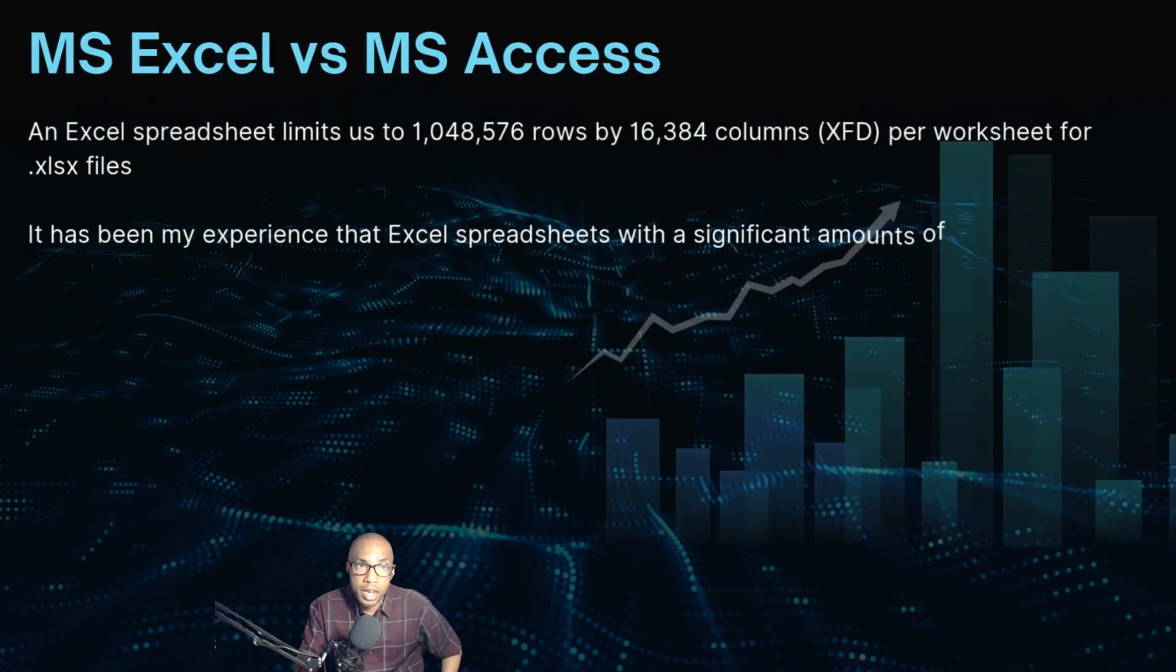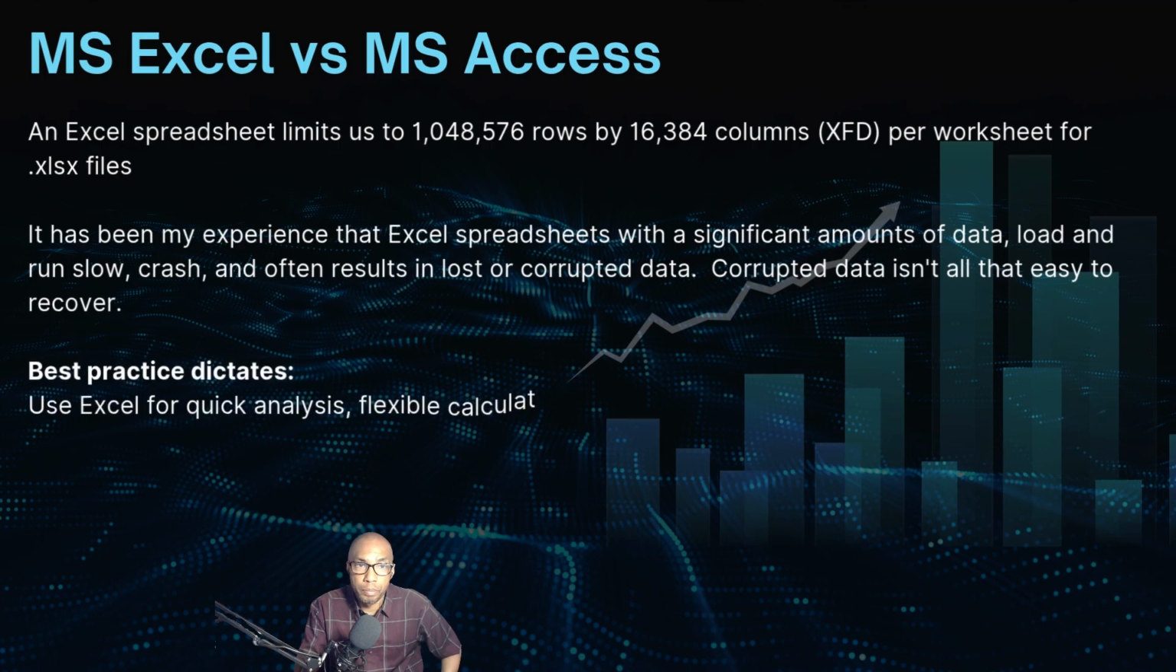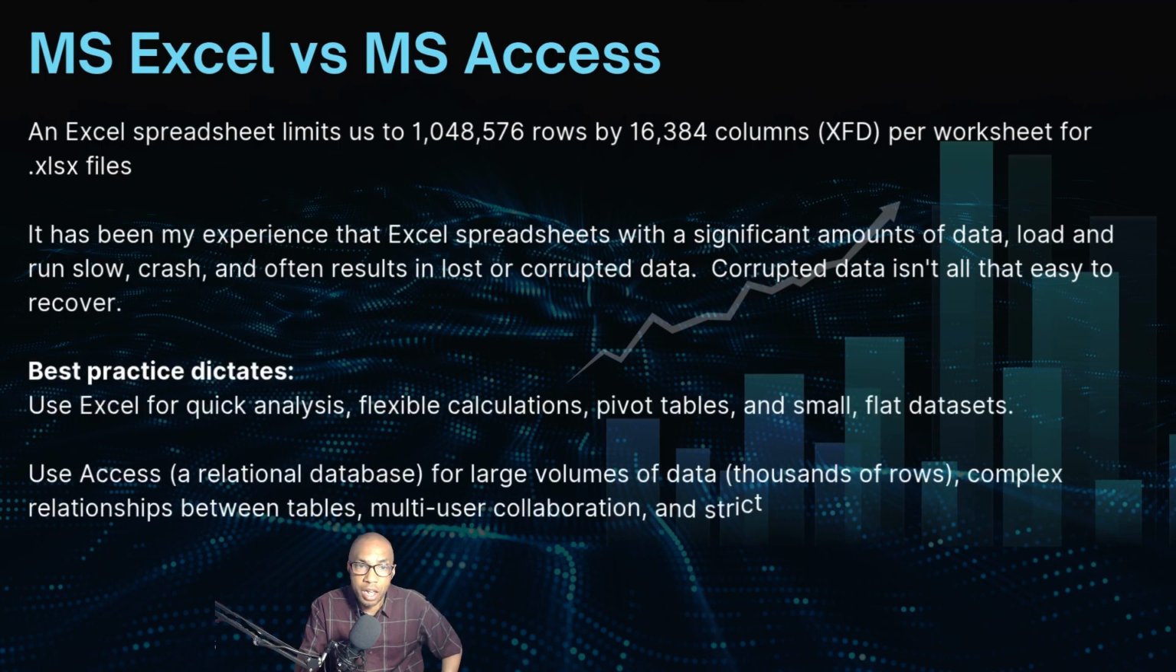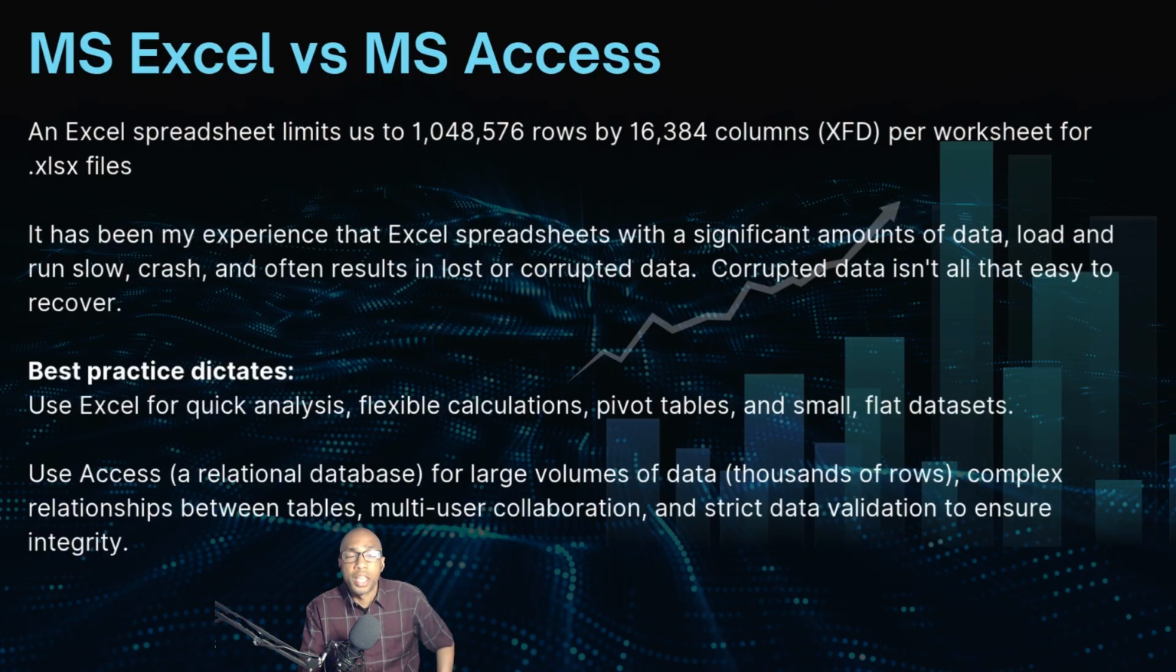Okay, now just to give a little rationale regarding my choice in the matter, Microsoft Excel versus Microsoft Access. An Excel spreadsheet limits us to 1,048,576 rows by 16,384 columns, XFD, per worksheet for XLSX files. That's a lot of information, but the reason I chose the database is that it's been my experience that Excel spreadsheets with a significant amount of data load and run slow.